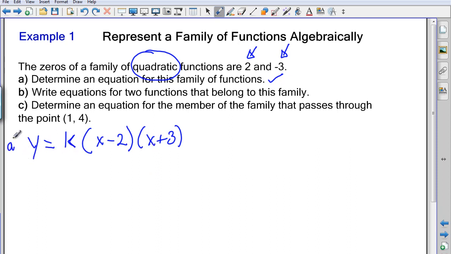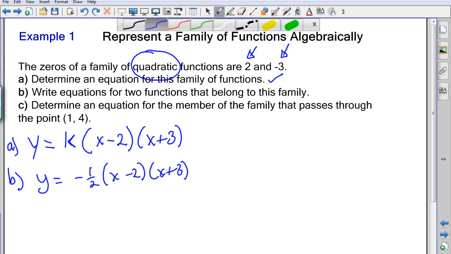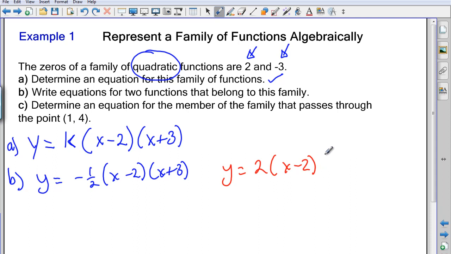So in part B, they actually ask us to write 2. Well, we have a choice. We can put in any number, fraction, decimal that we'd like, and the 2 equations are still of the same family. So you'll notice that the x-intercepts or the factors are exactly the same. The only thing that's different is the k value.